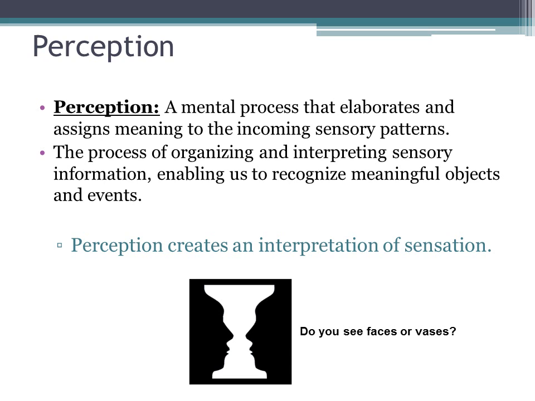So once it goes to the brain, then your brain interprets that message. You're seeing light hit the screen or the page, and how are you understanding that, or how is your brain interpreting it? Perception is a mental process that elaborates and assigns meaning to incoming sensory patterns. It's the process of organizing and interpreting sensory information, and enables us to recognize meaningful objects and events. Perception creates an interpretation of sensation.